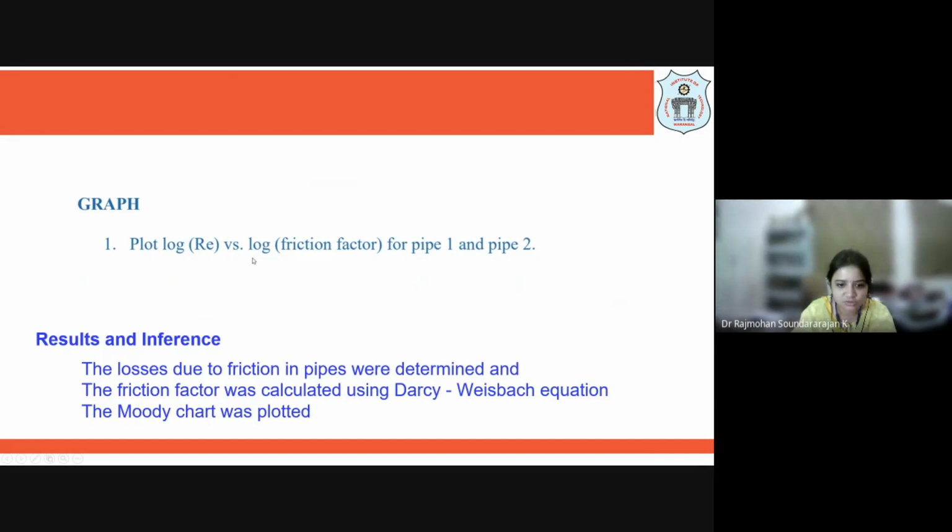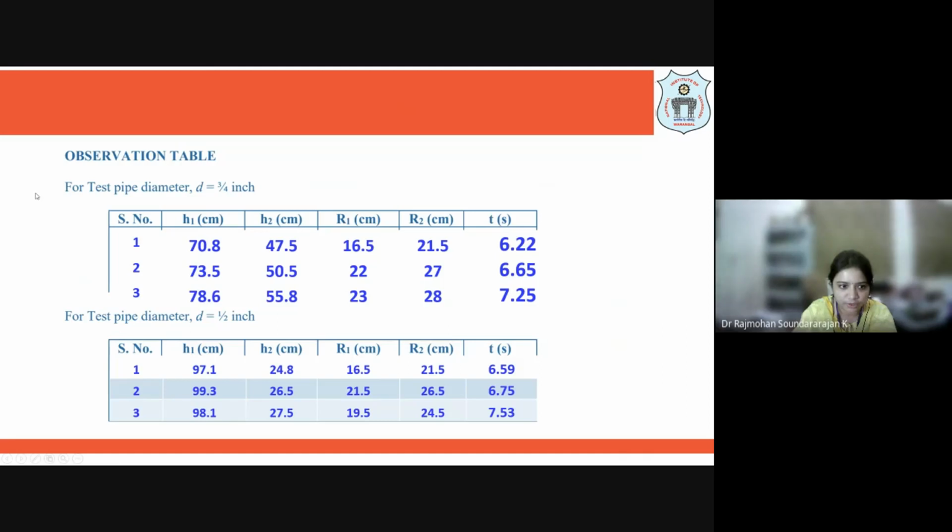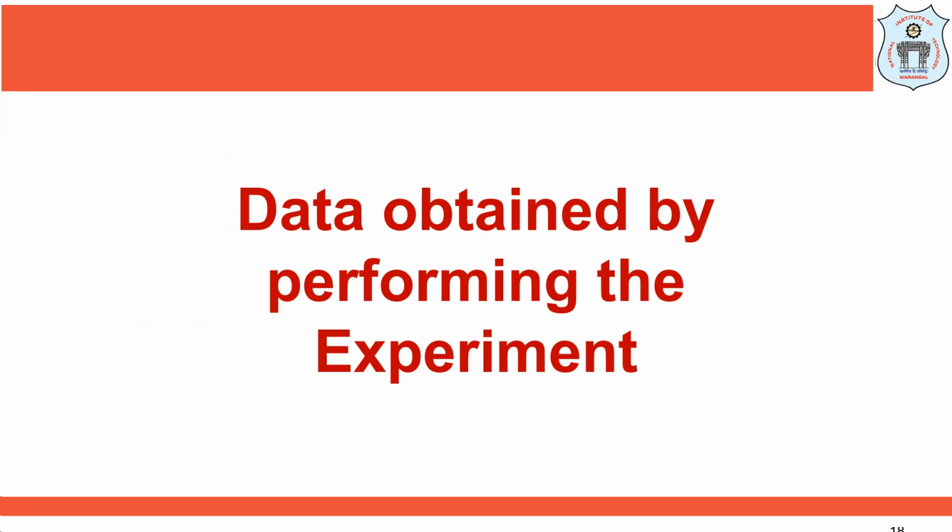The losses due to friction in the pipes will be determined in the results and discussion part, and the friction factor, which is calculated using the Darcy-Weisbach equation, will be reported, and the Moody chart needs to be plotted. So these are the things you need to do in the result and inference part. These are the readings for practice. You need to consider these readings to finally do the calculation. So this is what we have for the observation and the calculation part.